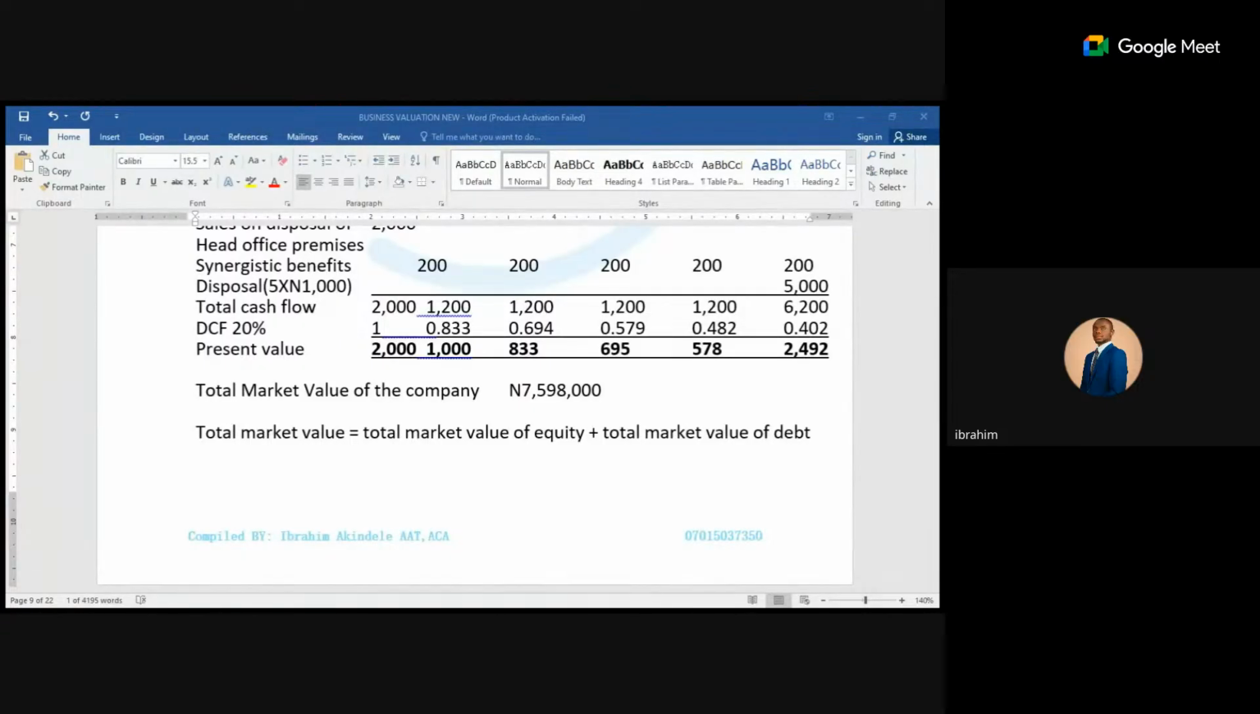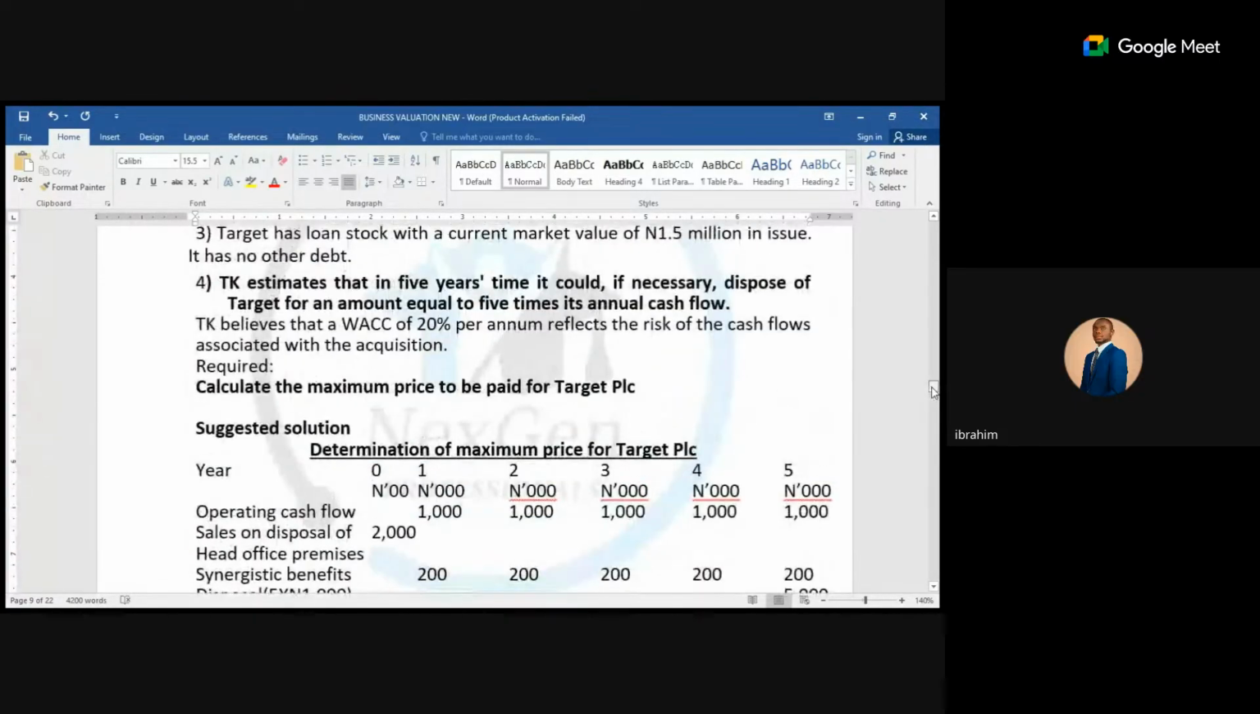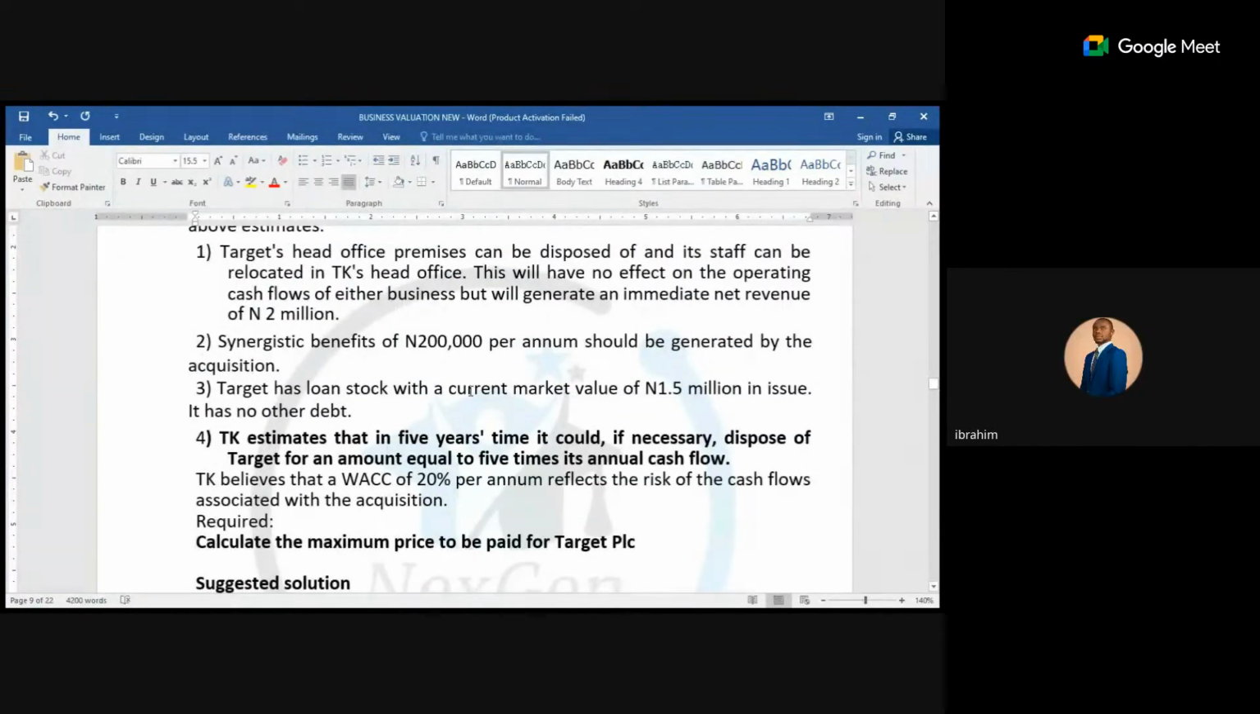So we can make total market value of equity the subject of the formula. So total market value of the company, 7,598, equals market value of equity, which is unknown, plus total market value of debt. We are given a debt in this question. Is that not so? What is the debt? Yes, sir. 1.5 million. This is the current market value. Can you see market value?